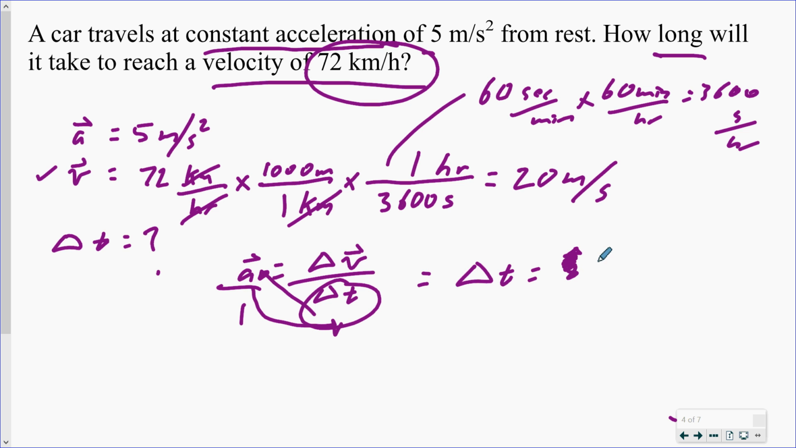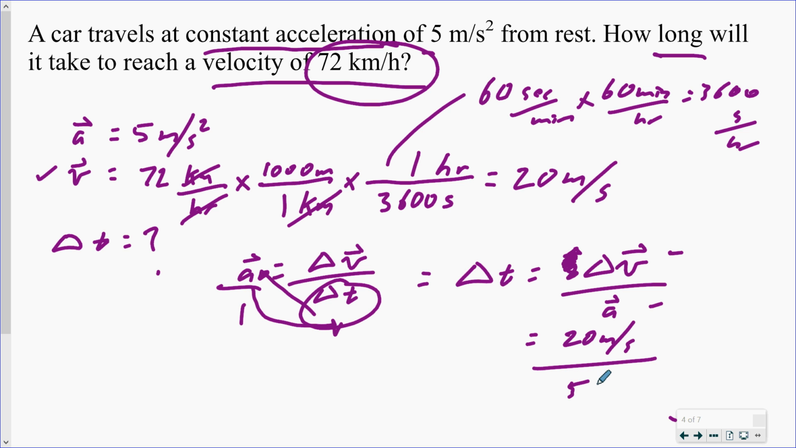Just scrape that out. Change in velocity divided by the acceleration that is now in the denominator. Okay, velocity we have, acceleration we have. All we need to do is plug those in. 20 meters per second is what we have for velocity. Acceleration, we're told, is 5 meters per second squared.